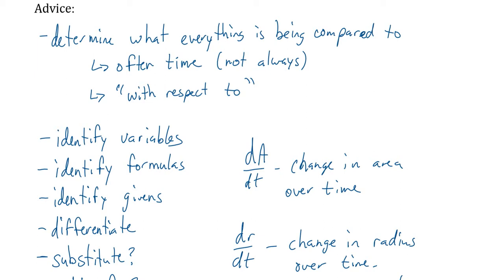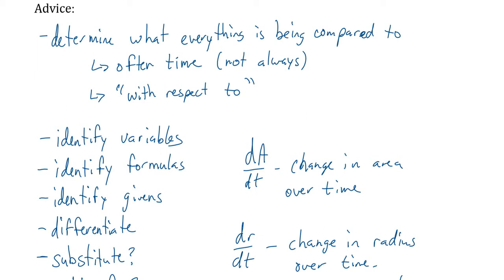Generally speaking, we are comparing things to time, so we're taking the derivative with respect to time. That's obviously not always true, but for us, that was primarily what we were doing. So you want to identify any variables that you're talking about. You may have to define some variables, either with a let statement or just with a diagram.